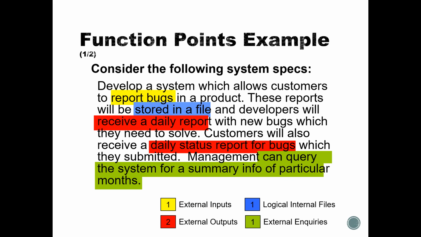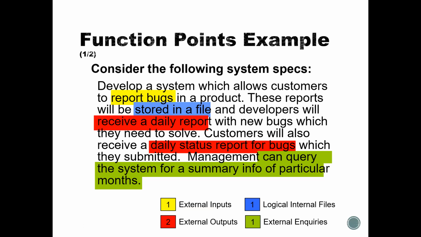So if you see, we have one input and two outputs so far, and we have one logical internal file that the system is going to use, which in our case is reports that are going to be stored in a file. And then management can query the system for summary information of a particular month. So this is an external query that is going to come to your system. So in this example, we have one external query.